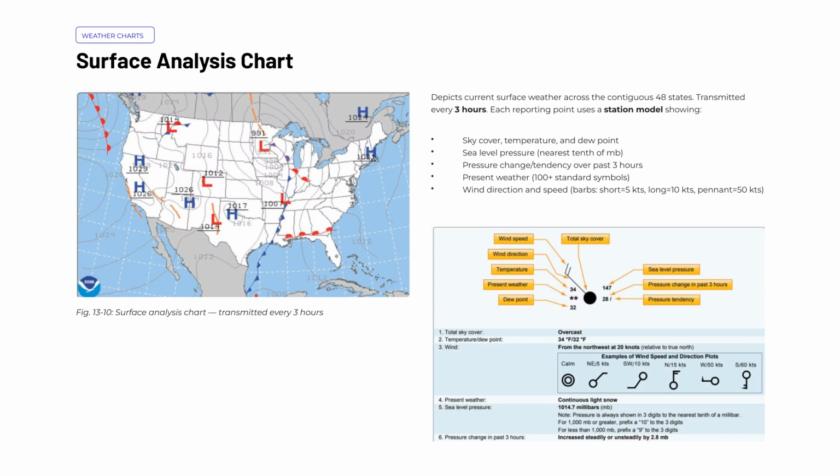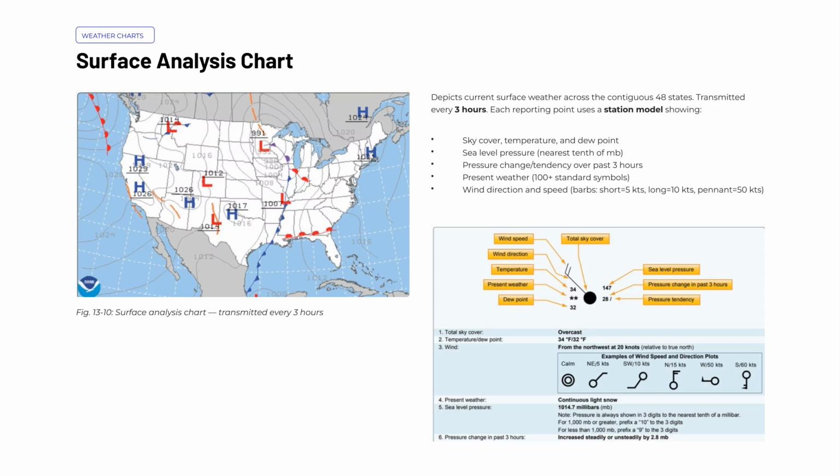Pressure information is also encoded at each station. You'll find the sea level pressure reported to the nearest tenth of a millibar, along with the pressure change and tendency over the past 3 hours, which tells you whether conditions are improving or deteriorating. Present weather is depicted using a set of more than 100 standard symbols, covering everything from light drizzle to severe thunderstorms. Wind is shown using barbs extending from the station circle.